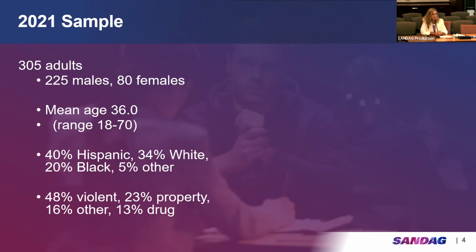So in our sample here, almost half were booked for a violent offense. In the prior year, pre-pandemic, it was 29%. Property crime went from 15% to 23%, and drug offenses made up about a third prior and only 13%.